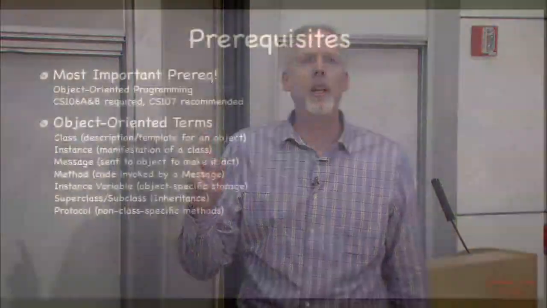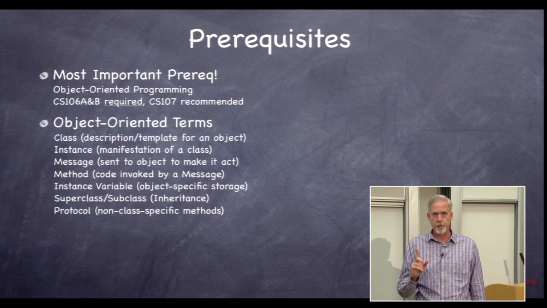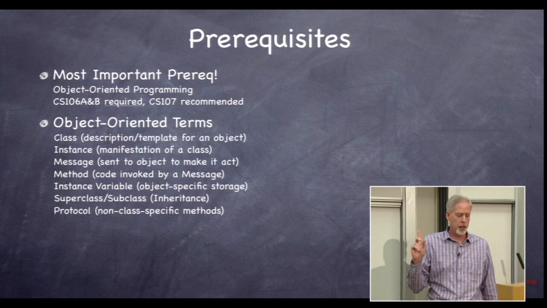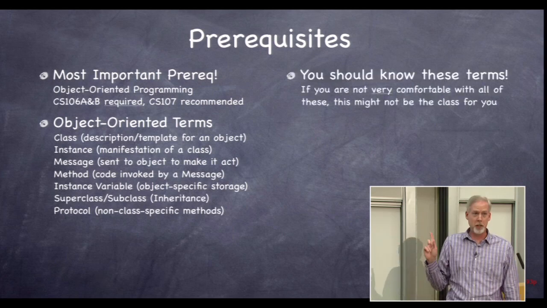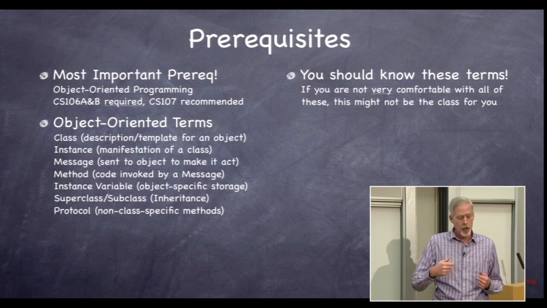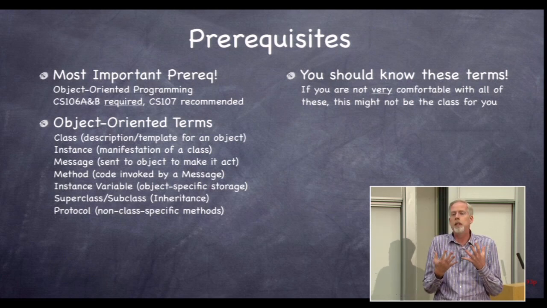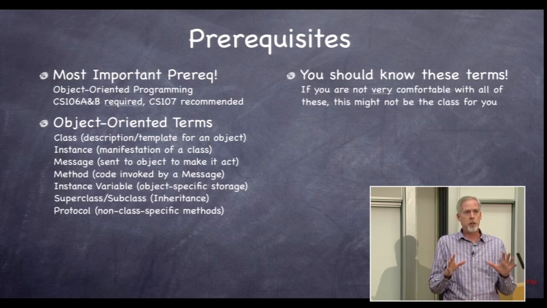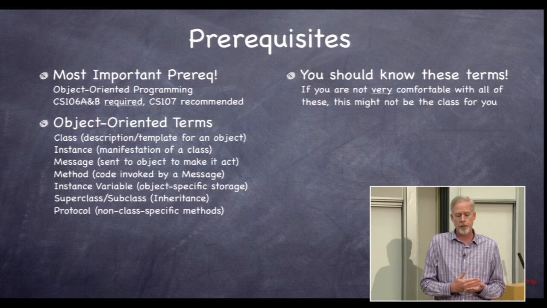Prerequisites. The most important prerequisite for this class is that you must be a competent, comfortable, object-oriented programmer. Okay? Now, I've put up a bunch of object-oriented terms up here. And all these terms should be very familiar to you, okay? If I start talking about a class or how we're going to add an instance variable or we're going to use a protocol to do something, and you're kind of like, what does that mean? Instance variable? I never heard of that. You're in trouble, okay? Because I'm going to assume knowledge of object-oriented programming, okay? So that's really something to be clear of right up front.